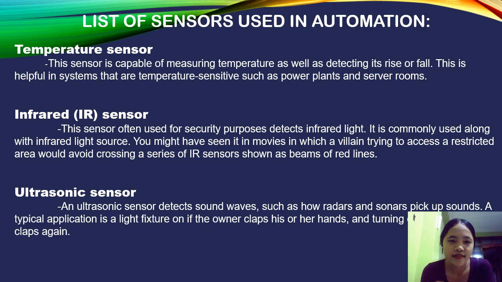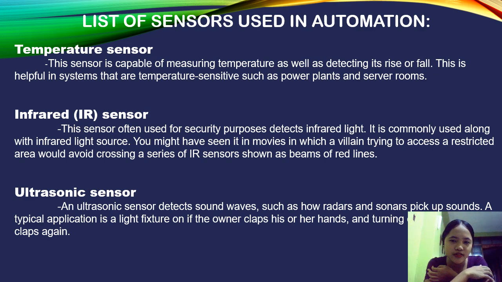Number two is infrared IR sensor. This sensor, often used for security purposes, detects infrared light. It is commonly used along with an infrared light source. You might have seen it in movies in which a villain trying to access a restricted area would avoid crossing a series of IR sensors shown as beams of red lines.